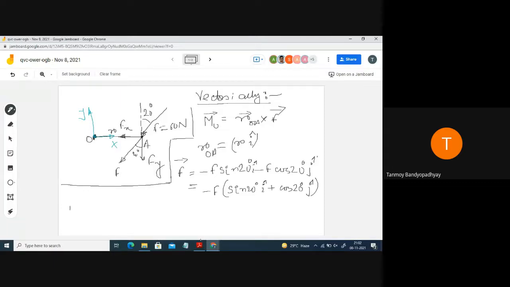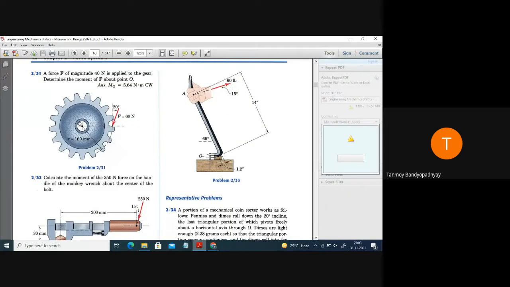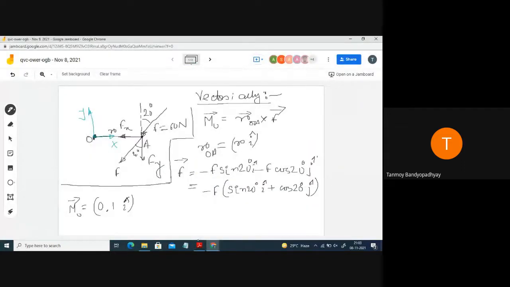Now if you have to calculate vector M0, that should be equal to r cross F, just multiply these two. r is something that is known. r is given to be 0.1, so this is 0.1 i cap. Better you take it in 0.1 meter so that everything is in meters. You can write it in mm also, then the answer will come out in Newton millimeter. So this is 0.1 i cap cross minus F, the scalar part, times sine 20 i cap plus cos 20 j cap.